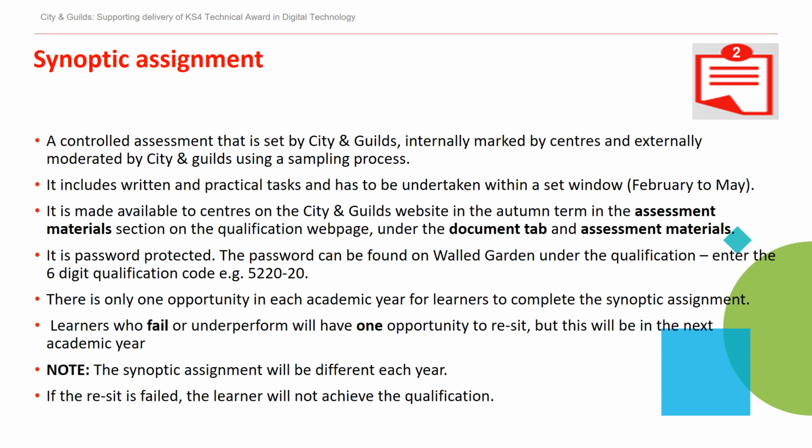This slide contains more information around the Synoptic Assignment, and I'm just going to pick out a few of the important points. First, this is a controlled assessment that is set by City and Guilds. As mentioned, the window for running this is February to May. You will actually get to see the assessment in September that will allow you to prepare your learning and delivery model. The assessment is password protected, and the password can be found on Walled Garden under the qualification. You will need to enter the 6-digit qualification code of 5220-20.